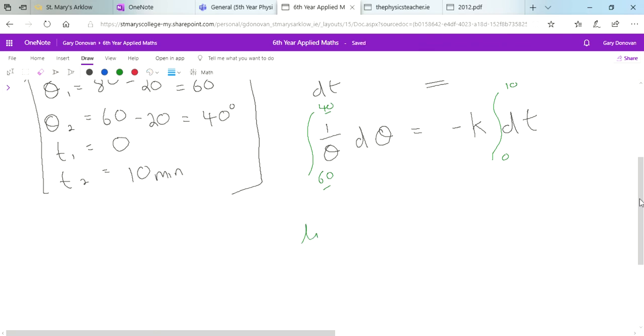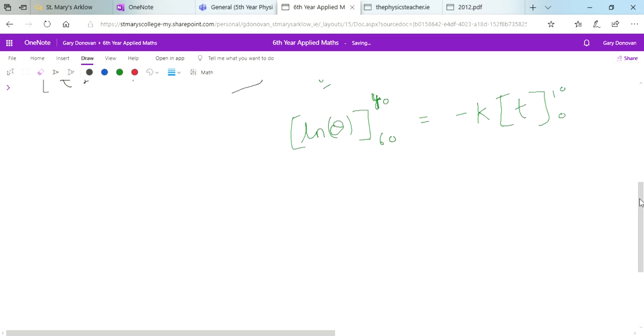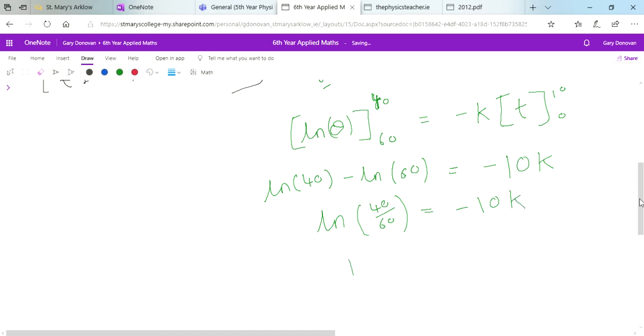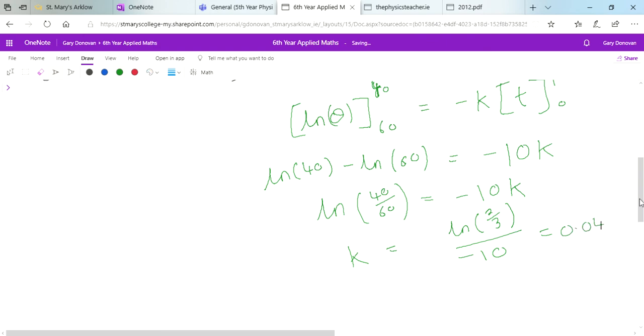So here we're going to end up with log of theta, 60 and 40, oh, wrong way around, just what I told you not to, 40 and 60 equals minus k, and that's just going to be t, 10 and 0, which is just going to be t. So that's log of 40 minus log of 60 equals minus 10k, because it's 10 minus 0. That's log of 40 over 60, our log rules, minus 10k. So k is going to equal log of 2 over 3, which is 40 over 60, divided by minus 10, which equals 0.0405. And that's part 1 answered.